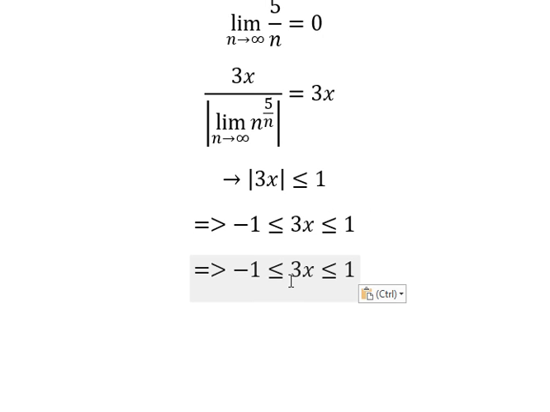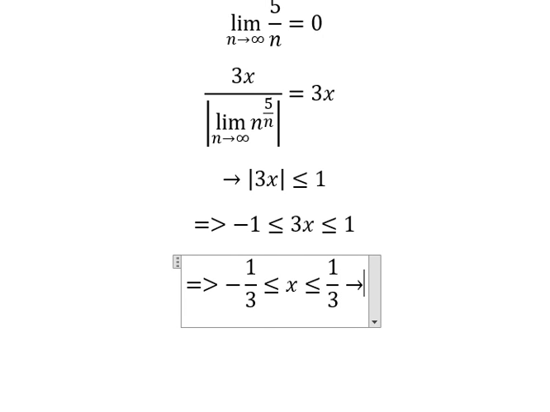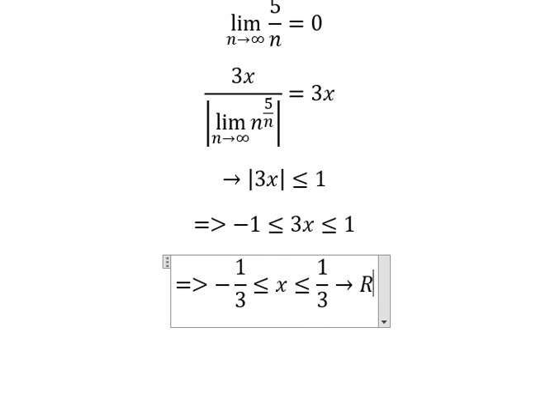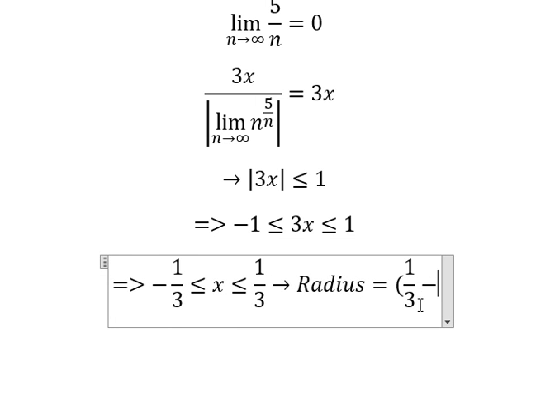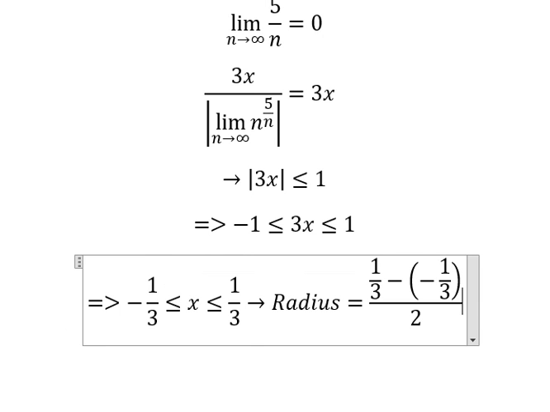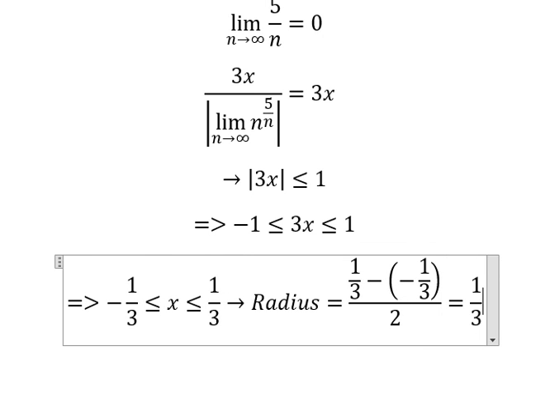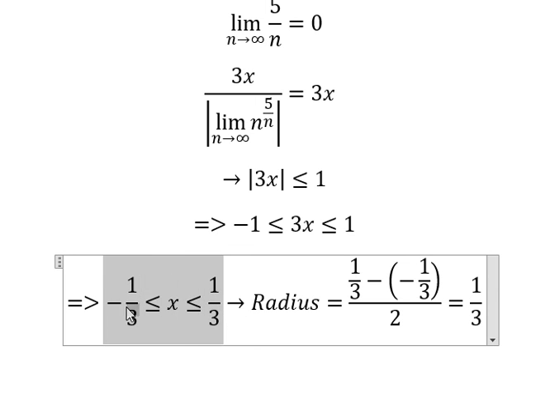Later we divide both sides by number 3. And the radius should be, so we use 1 over 3 minus negative 1 over 3, that is this one. We divide by 2 and we get 1 over 3. And this is the answer for the question. And this one is the interval of convergence. This is the end.